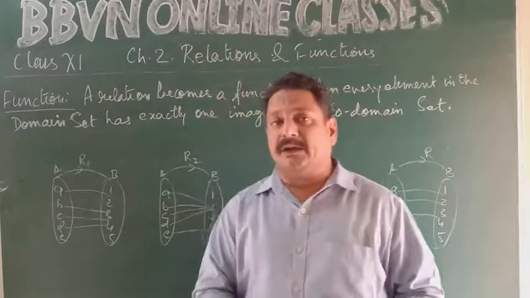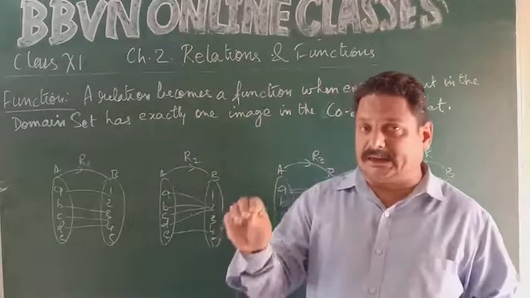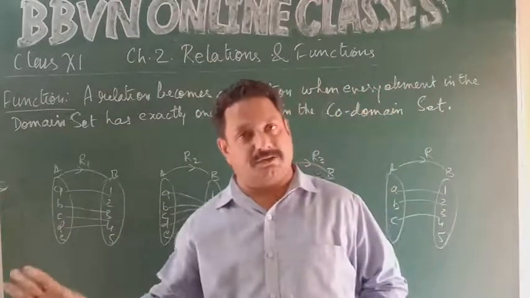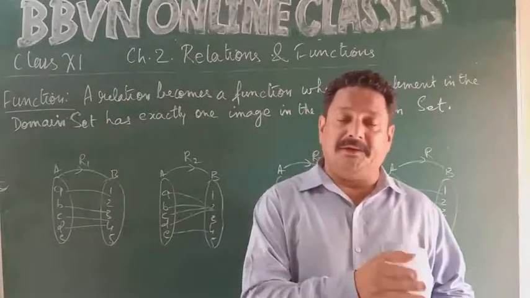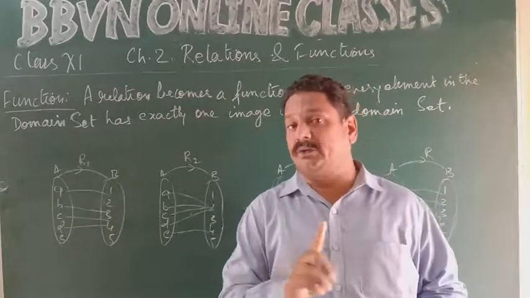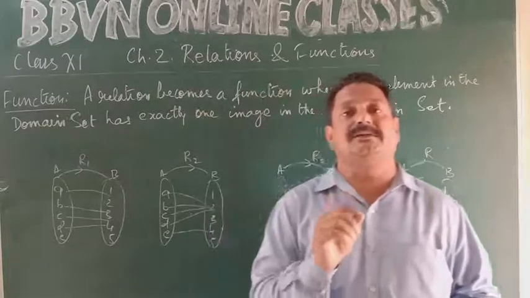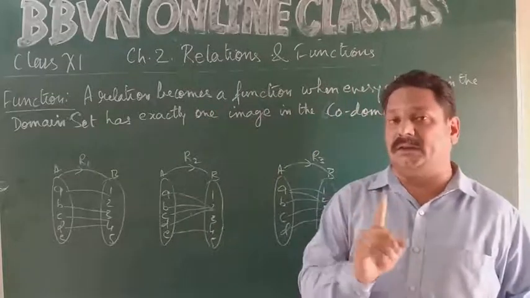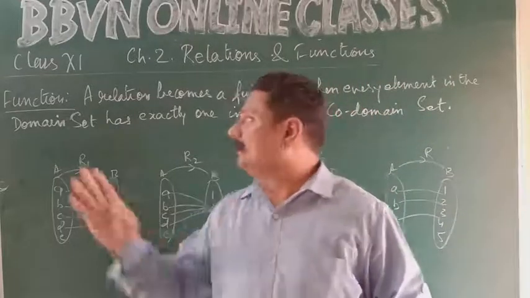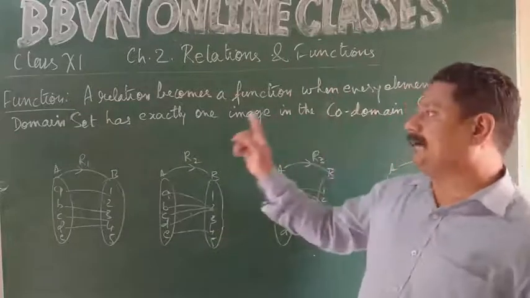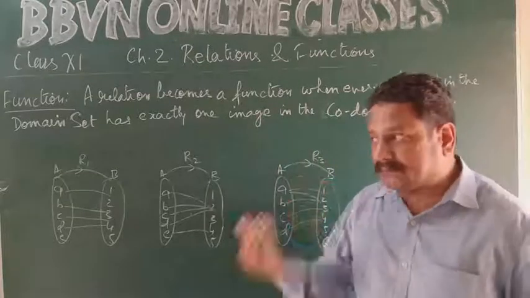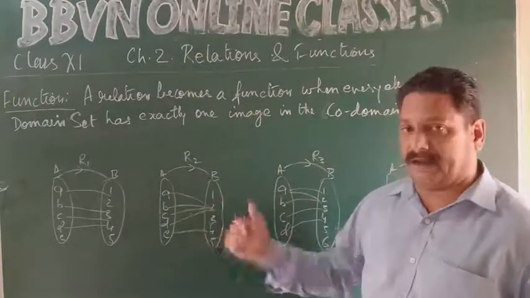Listen once again. You know the domain of a relation and the codomain and range of a relation. If every element in the domain set has exactly one image, not more than one, in the codomain set, such a relation becomes a function. Let us understand it better in the form of an arrow diagram.